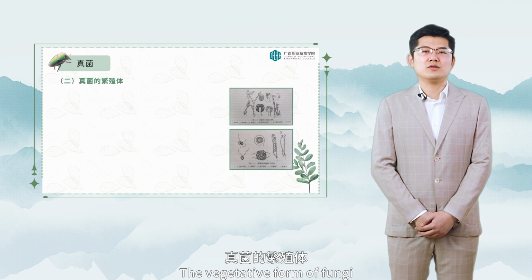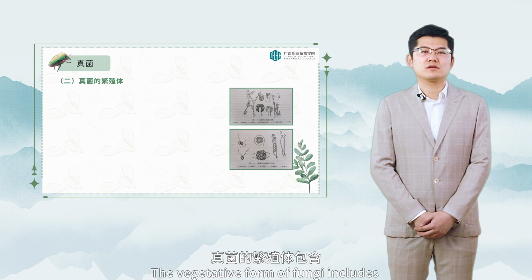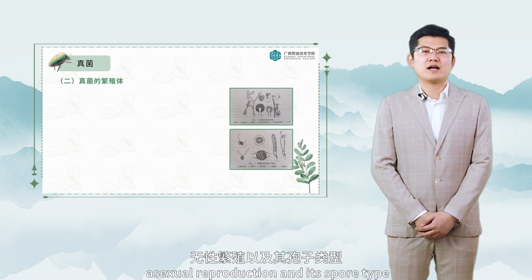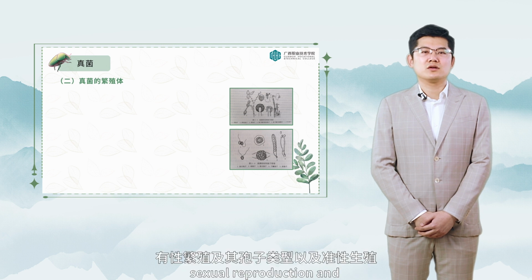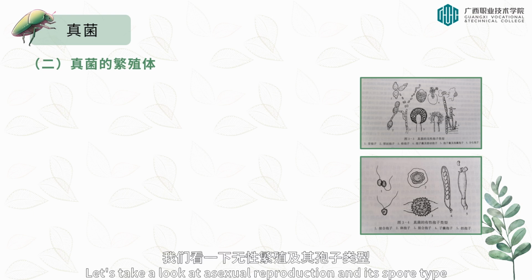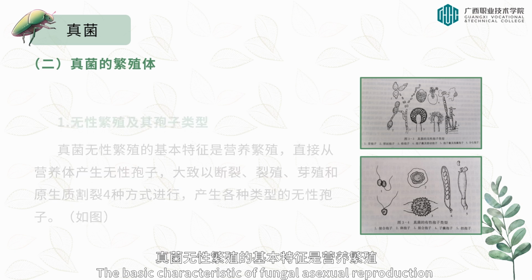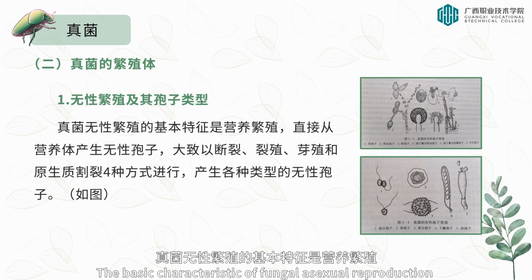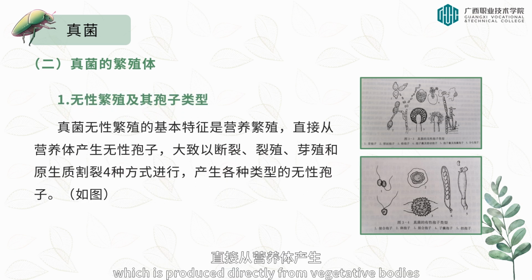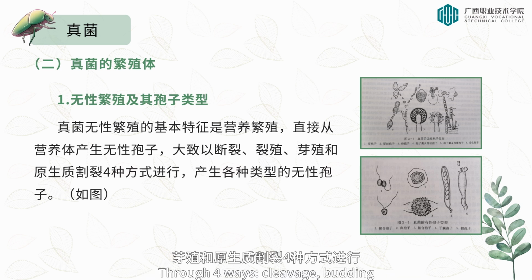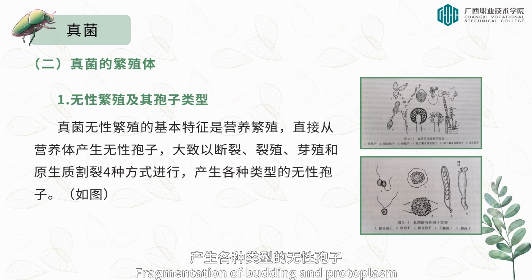The reproduction of fungi includes asexual reproduction and its spore type, sexual reproduction and its spore type, and quasi-sexual reproduction. First, let's take a look at asexual reproduction and its spore type. The basic characteristic of fungal asexual reproduction is that it is produced directly from vegetative bodies, producing asexual spores. They produce various types of asexual spores through 4 ways: cleavage, budding, fragmentation of hyphae, and protoplasm.